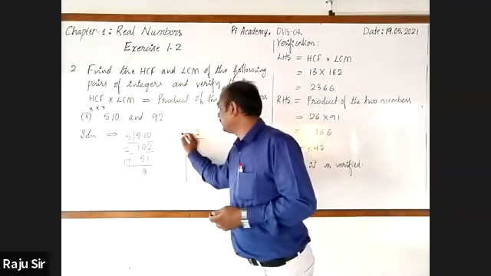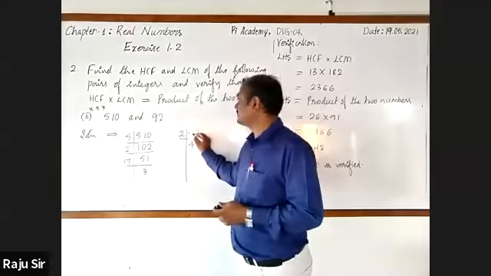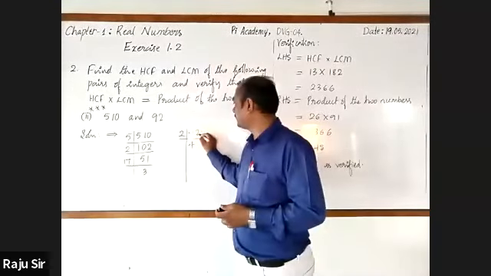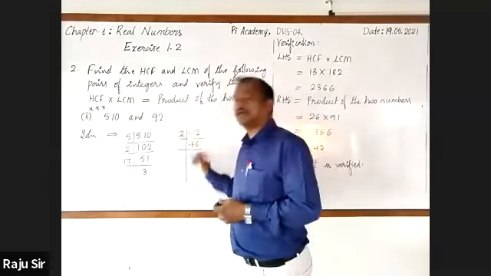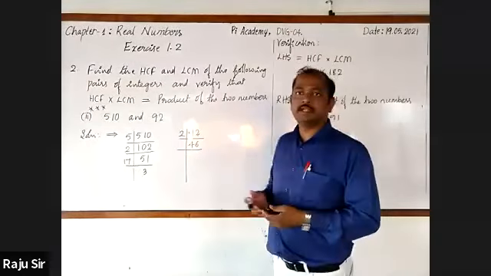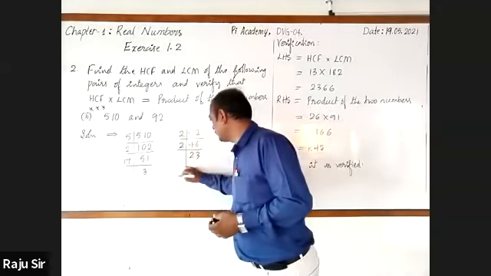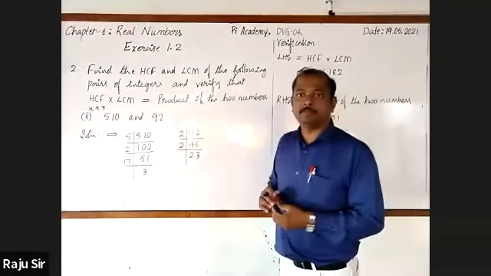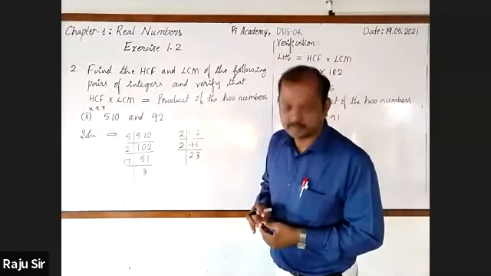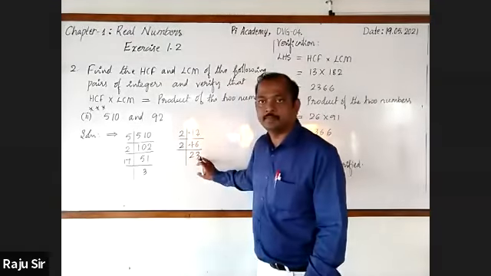92 is an even number. Start dividing this by 2. 2 4s are 8, 1 will remain. It becomes 12, 2 6s are 12. Or else you may write it directly as 2 46s are 92. Then 46 is there, 2 23s are 46. So 23 is a prime number. You may stop over there.